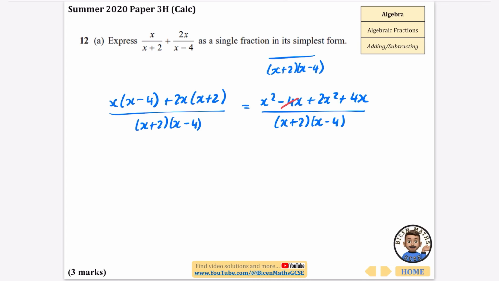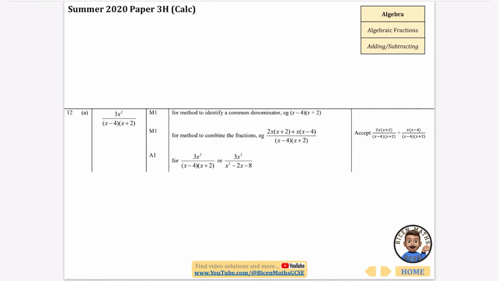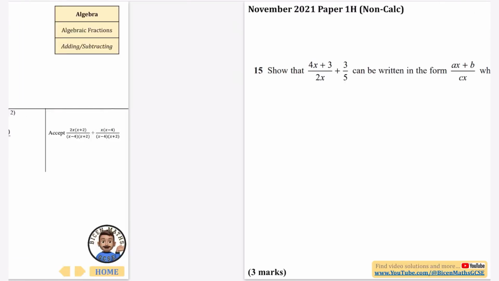And the minus 4x and the 4x are going to cancel, which means we just get left with 3x squared over x plus 2, x minus 4. And sometimes people think you need to expand the denominator, but it's really actually preferred to leave it in factorized form like that. So we've got the correct answer for this one as well.